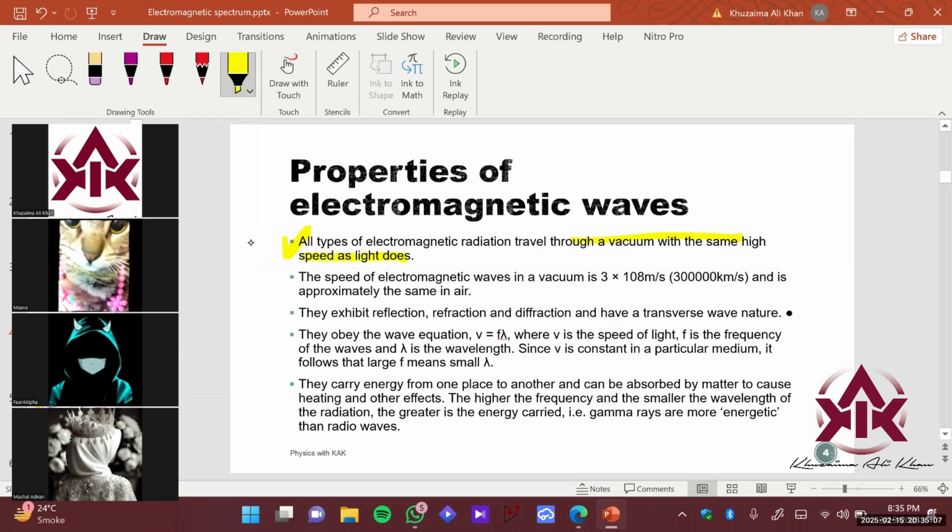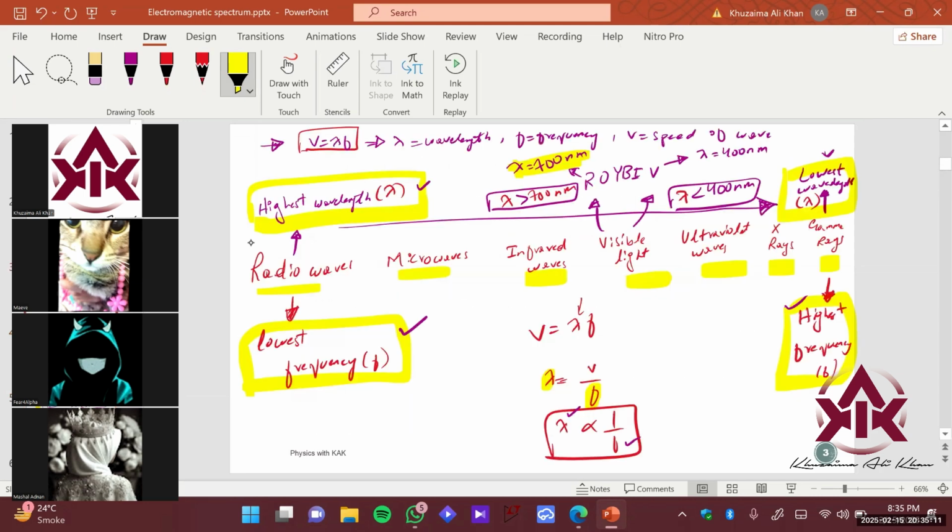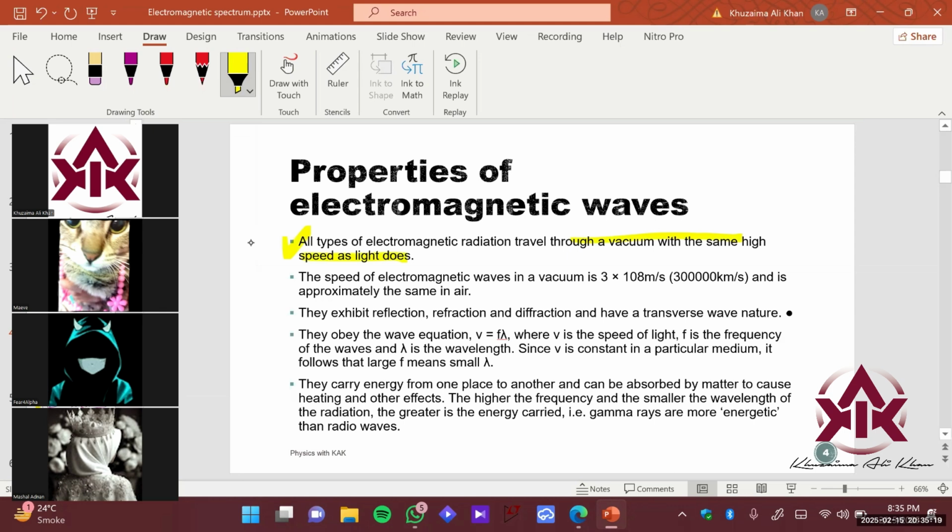And what is the property of EM waves? That all EM waves, that covers ultraviolet, microwave, X-rays, gamma rays, they all travel at the same speed. And what is the speed of light which we have discovered through experiments? That is 3 exponent 8 meters per second, right? And it is almost the same in air, by experiments.